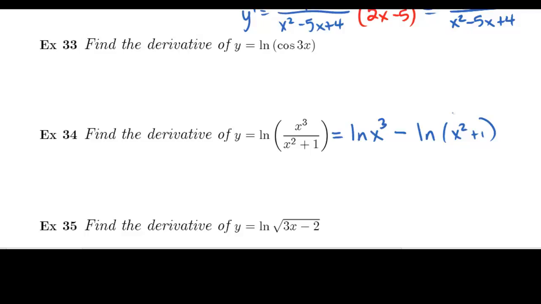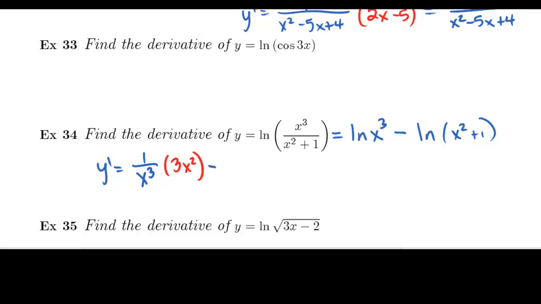We don't have to worry about anything complicated. We could also use the laws of logarithms and bring this 3 down as a coefficient, and you'll see how that kind of works out in the end. So now we've got the derivative of the natural log of x cubed is going to be 1 over x cubed times the derivative of x cubed, which is 3x squared.